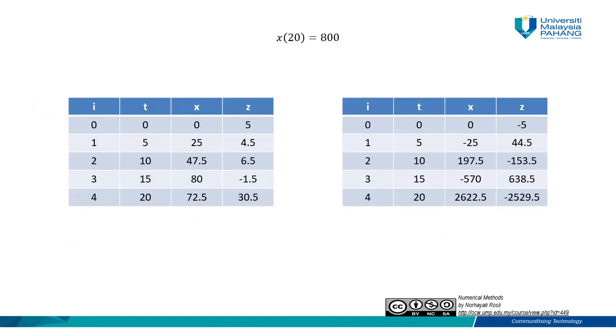Now let's start our calculation. Firstly, make sure you know that when t is equal to 20, our x must be 800. For the first calculation, let's start with our first initial guess, z0 is equal to 5. We solve our problem by using Euler for a system, and I present my answer in this table. When t equals 20, our x is 72.5. This is far away from our condition.